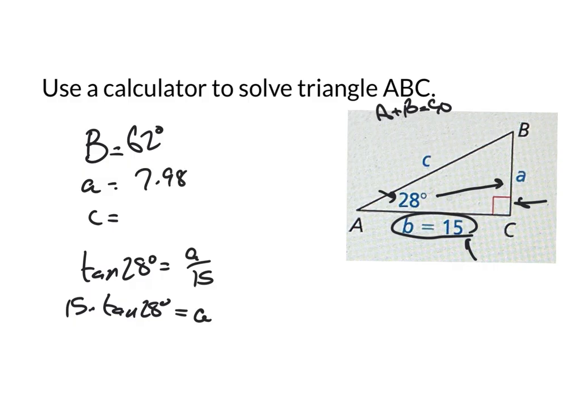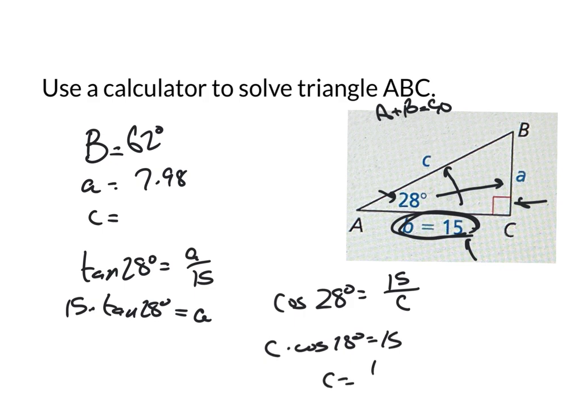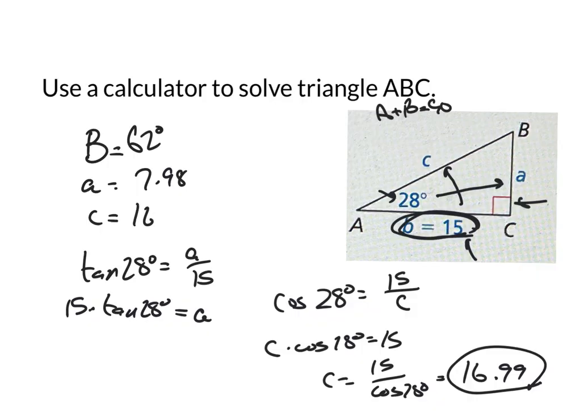Then I need to find my c. Again, 15 is the adjacent side, and c is the hypotenuse. I'm thinking adjacent over hypotenuse, that's cosine. So cosine 28 equals adjacent over hypotenuse, which is c. This time the c is in the denominator, so if I multiply both sides by c, I get c times cosine 28 equals 15. So c equals 15 divided by cosine 28. If I punch that in my calculator, I'm getting 16.99, almost 17. So there's side c, 16.99.